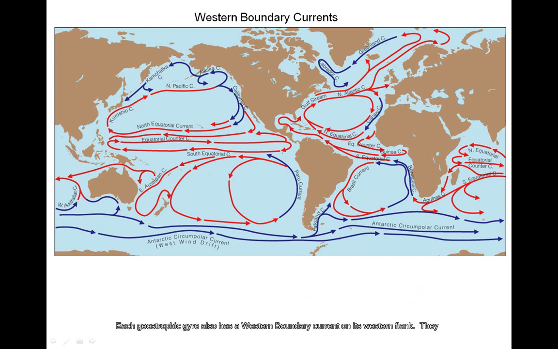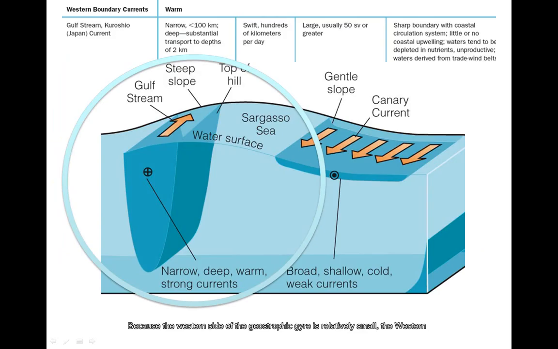Now, each geostrophic gyre also has a western boundary current over on its western flank. And the example of these that you should know about is the Gulf Stream, found in the North Atlantic Ocean. Because the western side of the geostrophic gyre is relatively small, the western boundary currents are confined to a narrow channel. But to make up for being so narrow, they're going to stick down much deeper and travel much faster than their eastern boundary counterparts.